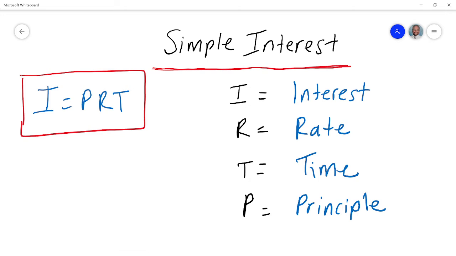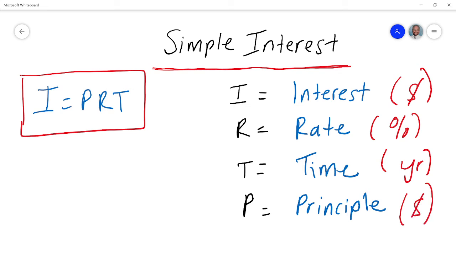But for the time being, you need to understand that your interest is the amount, your rate is a percentage, your time can be expressed as days, months, but for the time being, let's say it's expressed as years. We'll look at some questions where we may be asked to calculate in months or even days. And your principal is, as you know, the amount of money.